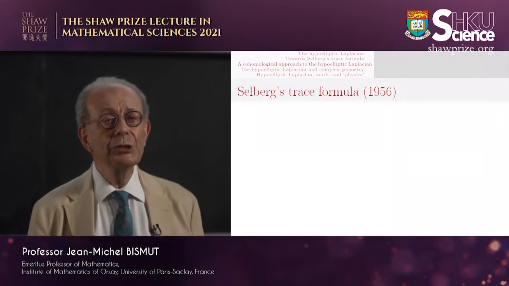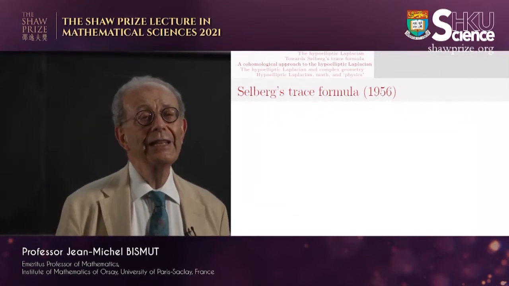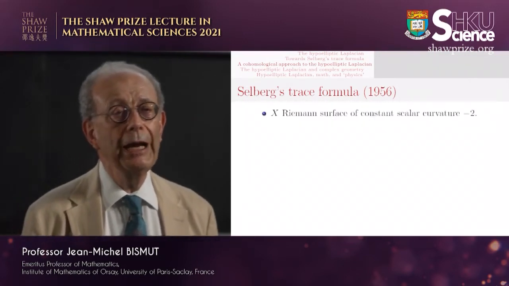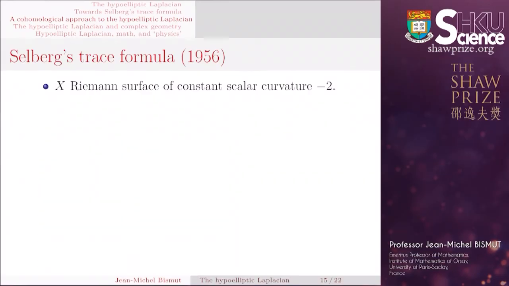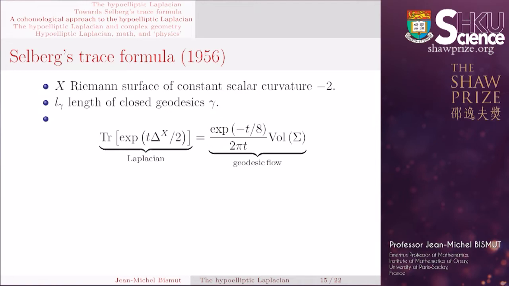So I will illustrate this by mentioning Selberg's trace formula, proven by Selberg in 1956. Here, X is just a Riemann surface of constant scalar negative curvature minus 2. And on such a Riemann surface, you can look at the so-called closed geodesics, and let me call L gamma the length of such a closed geodesic.